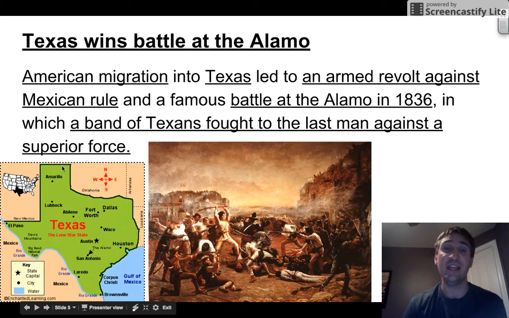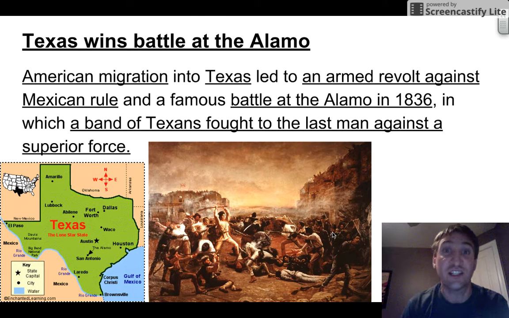In green is Texas, and this is present-day Texas. There's the capital, Austin. Just south of that is a city called San Antonio. Go Spurs! And here you have where the Alamo battle was fought. This is a painting of the Battle of the Alamo. Here you see American settlers, these Texans, fighting off the Mexicans, and they win. They are the underdogs, but they are able to defeat the Mexicans in this battle.